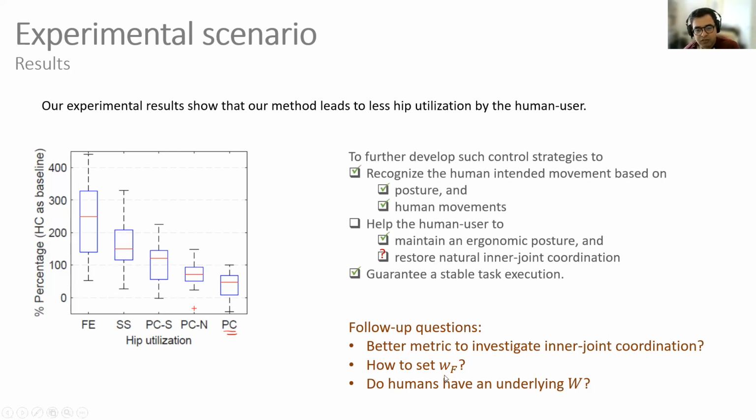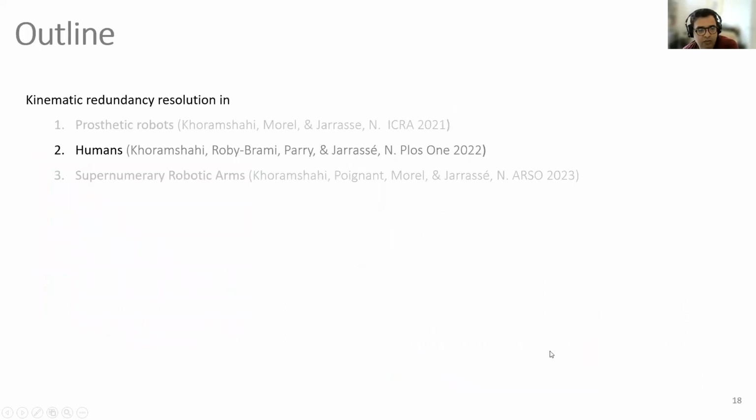And at the same time, these WF that I had were set experimentally. So I also had to think about how to find good values for these WF, maybe by looking at humans. Which leads to the third question that I put here: do we as humans have an underlying weight matrix in our inverse kinematic behavior? So this led me to the second contribution, which was published last year.